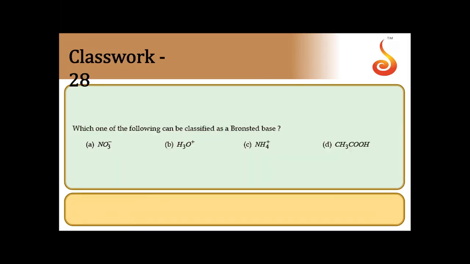Then 28th one. Which one of the following can be classified as Bronsted base? Bronsted base is a proton acceptor. Bronsted base means proton acceptor. So only NO3 can take proton because NO3 minus plus H plus gives rise to HNO3. So NO3 minus can take a proton.